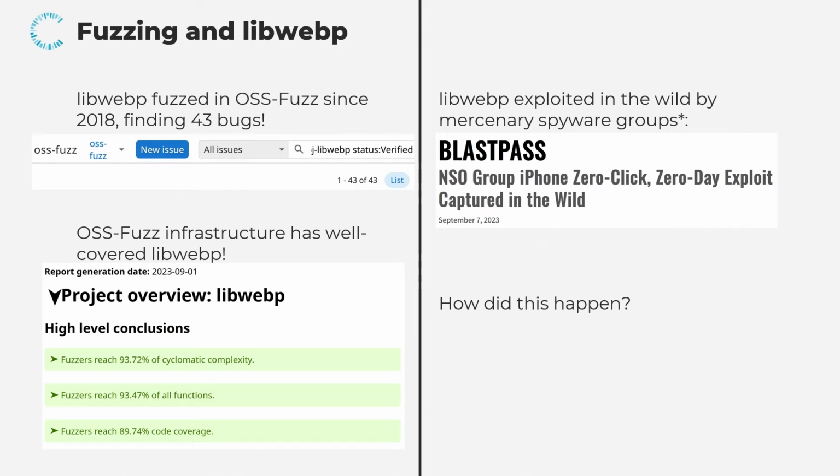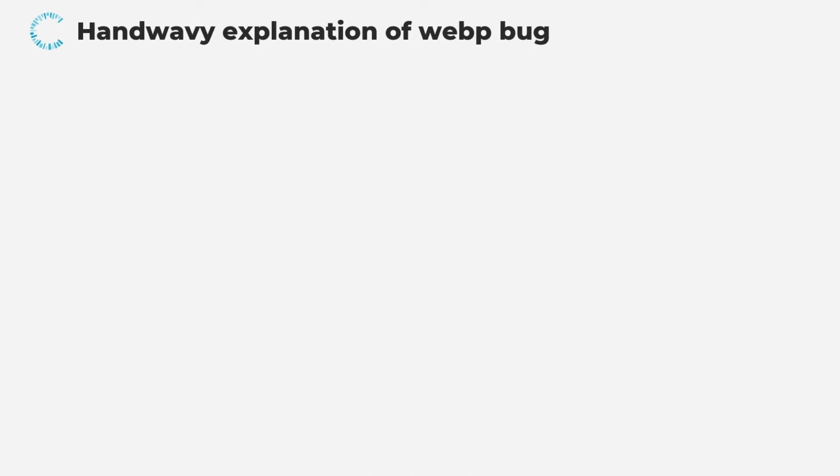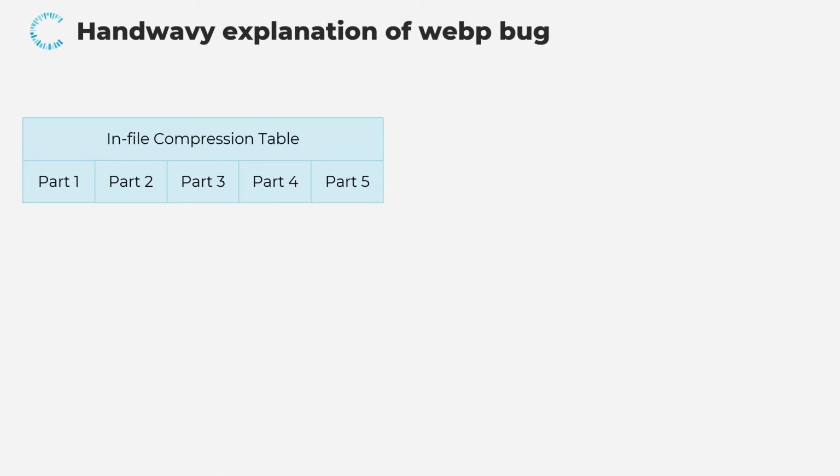In order to explain that, I'm going to explain what happened in this particular bug. Very hand-wavy. So, to start with, libwebp has a compression algorithm inside of it that allows it to do lossless compression based off of the most frequent sequences observed. This is known as Huffman coding. I'm sure many of you are aware. But what they do is they have a compression table that's stored in the file itself, which is composed of 5 parts.